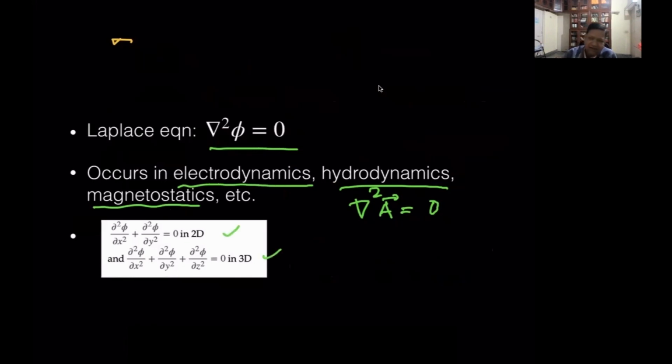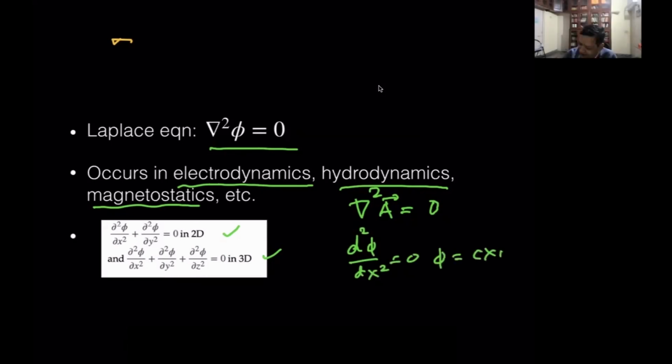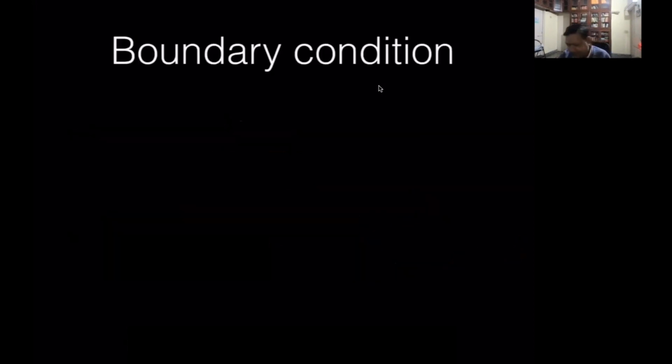1D is trivial. 1D is just a linear function, right? d square phi by dx square is 0, so it is just straightforward. Phi is cx plus d. So 1D we don't discuss. We just focus on 2D and 3D. Well, right now we will focus only on 2D.